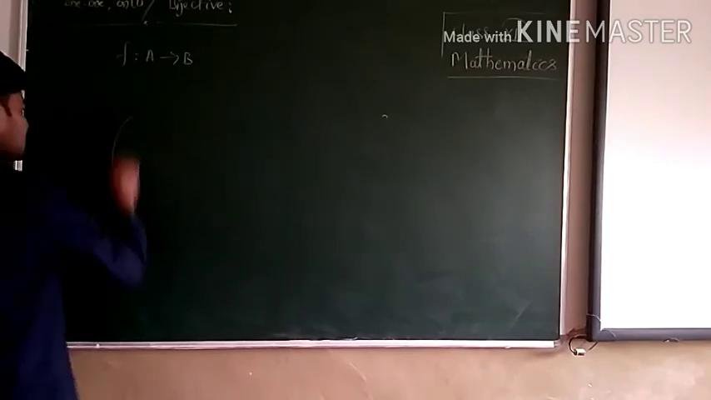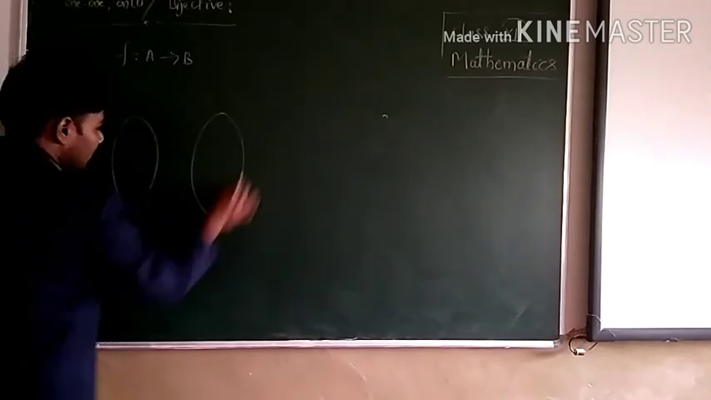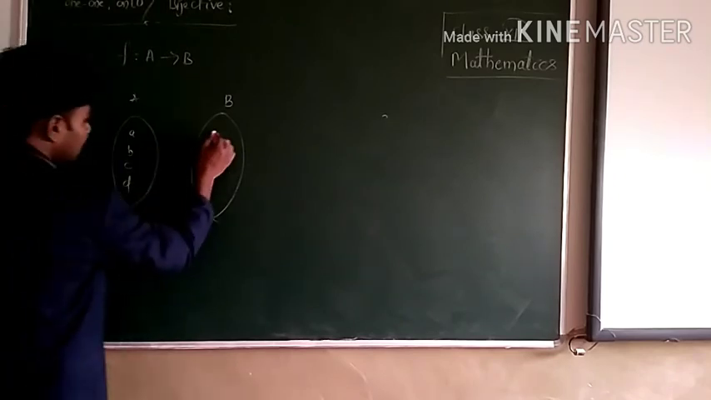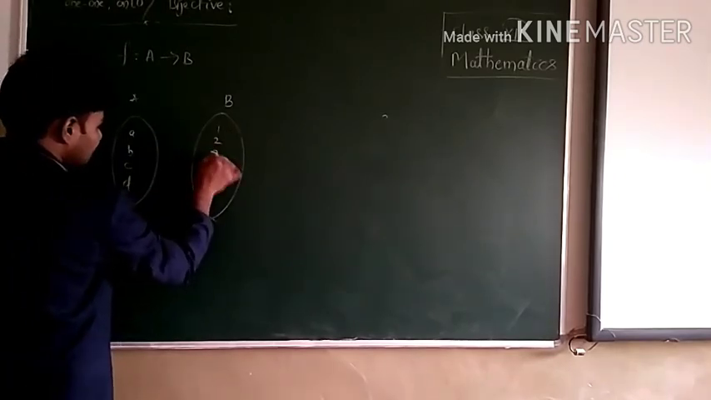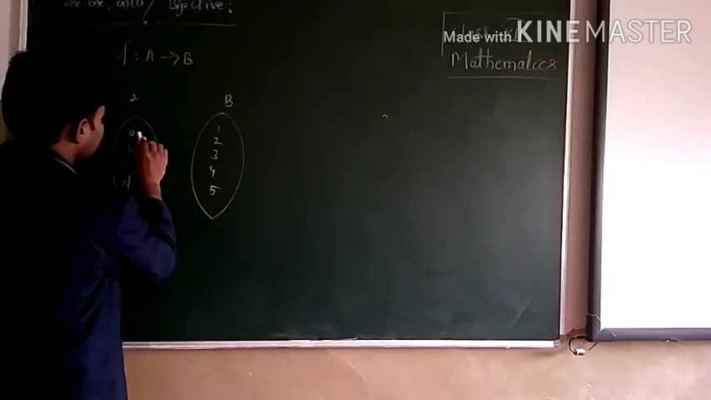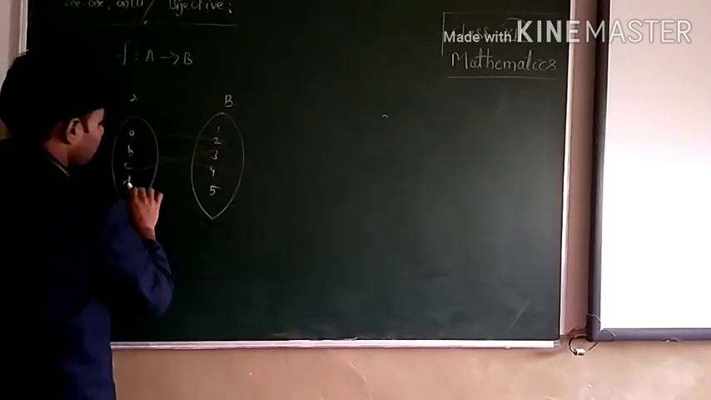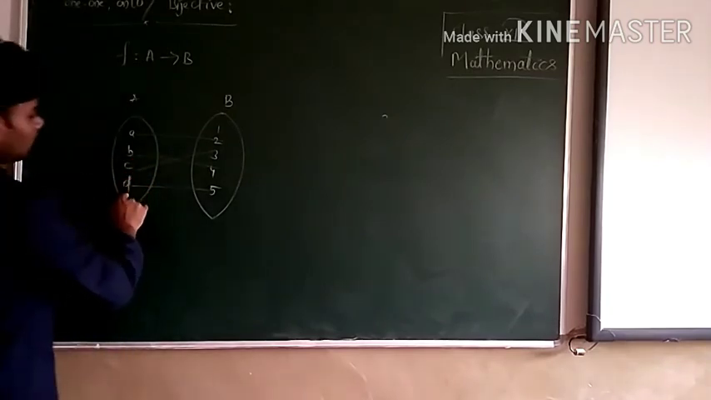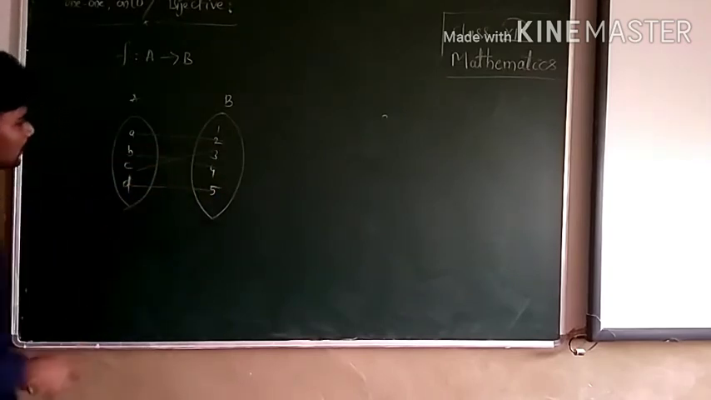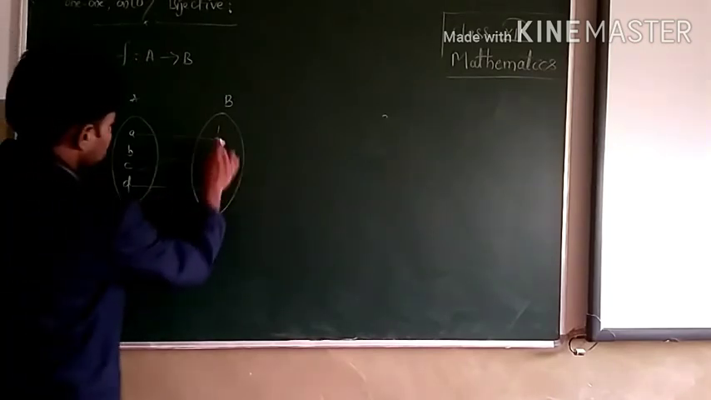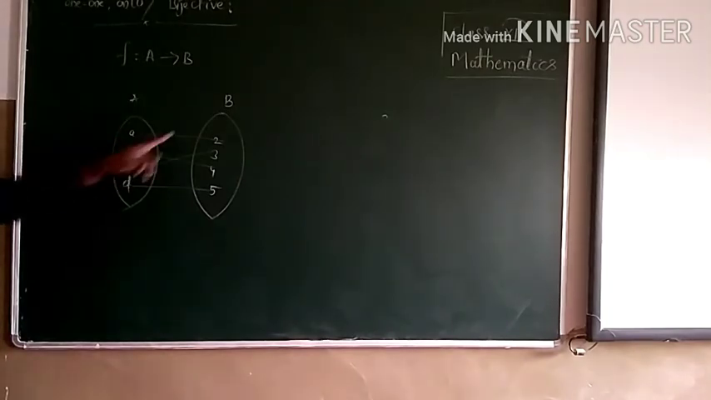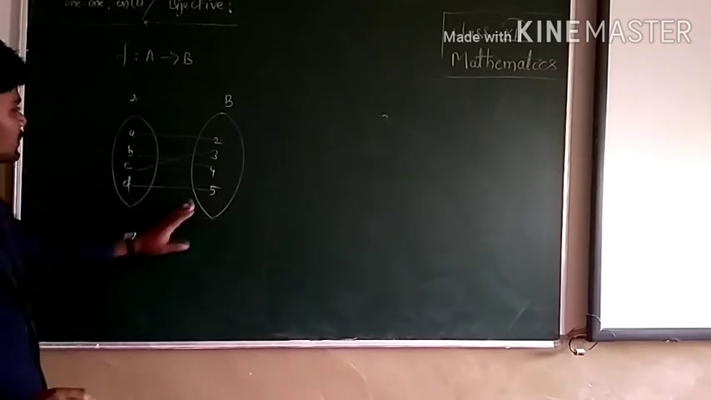So here I consider this set A, this is set B. Now A has a, b, c, d, and B has 2, 3, 4, 5. Right? So the mapping is done like this.